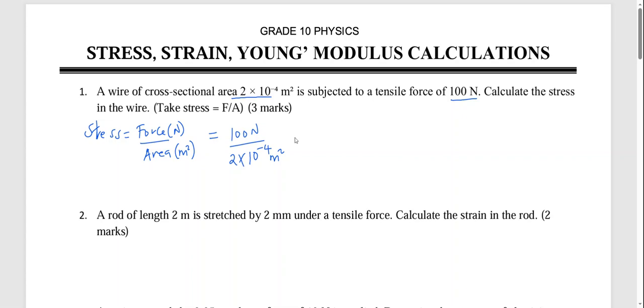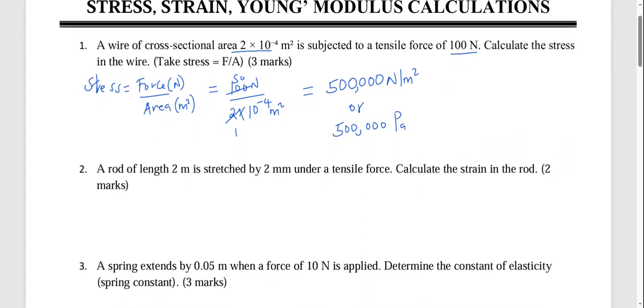Now, using a calculator, you can evaluate this. So therefore, 100 divided by 2 is 50. And this gives me 500,000 Newton per square meter, or 500,000 Pascal. Therefore, let's look at question number 2.